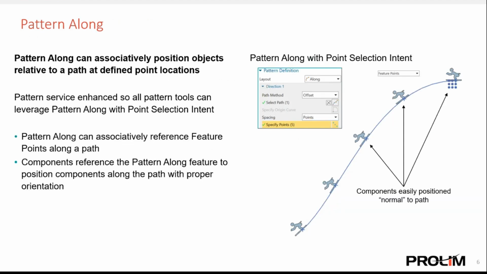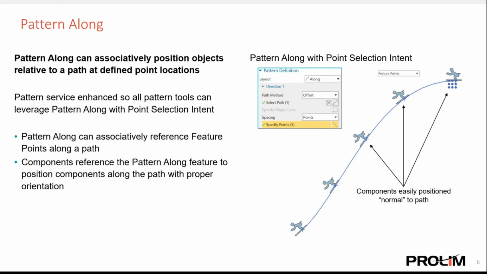All right. So the next thing I'm going to discuss is pattern along. This is a type of layout. This tool allows you to associatively position objects relative to a path at defined point locations. It's particularly useful for components that need to follow a curve with proper orientation. What's exciting is the enhanced point selection intent, which ensures seamless referencing of feature points along a path.